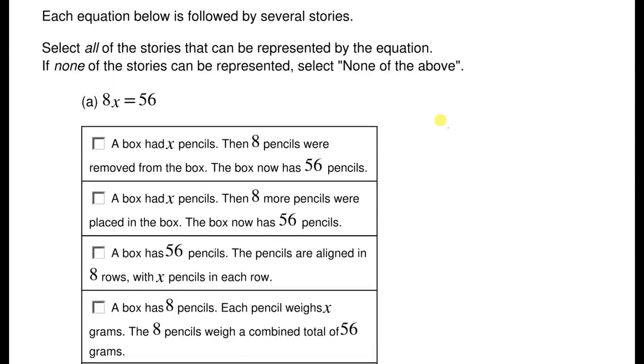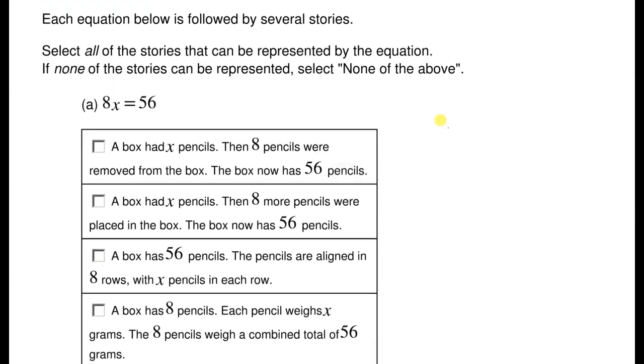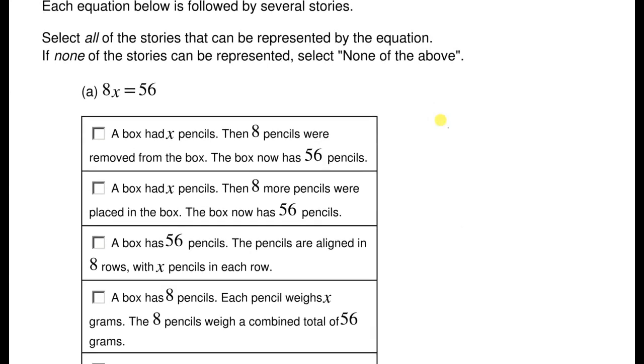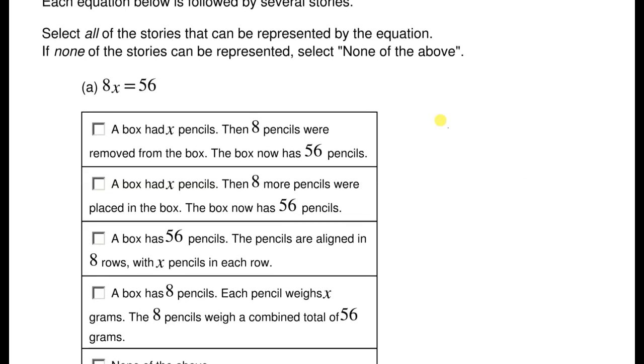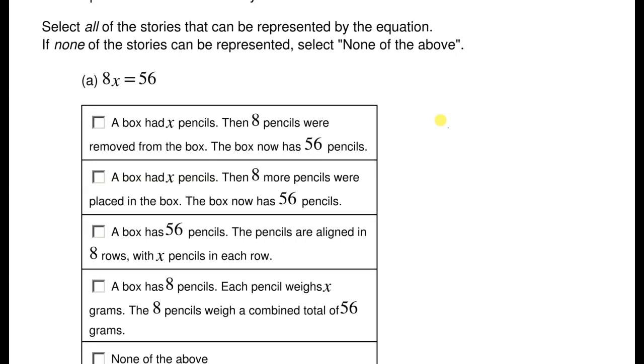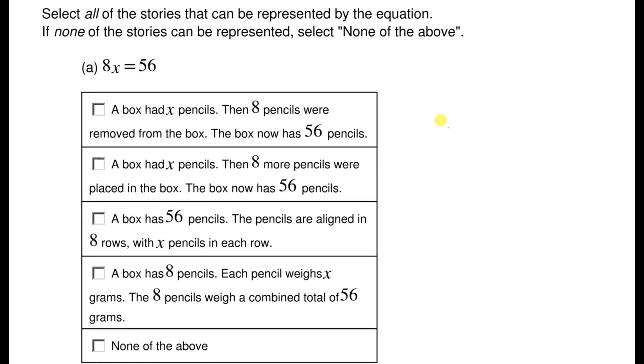Alright, problem 3. Okay, each equation below is followed by several stories. Select all the stories that can be represented by the equation. If none of the stories can be represented, select none of the above. Alright, you have problem A, 8x equal to 56. So they give you the first scenario. A box has X pencils, then 8 pencils were removed from the box. The box now has 56 pencils.